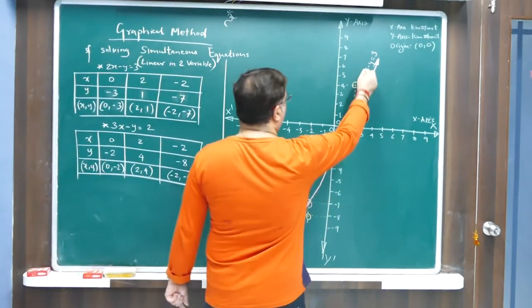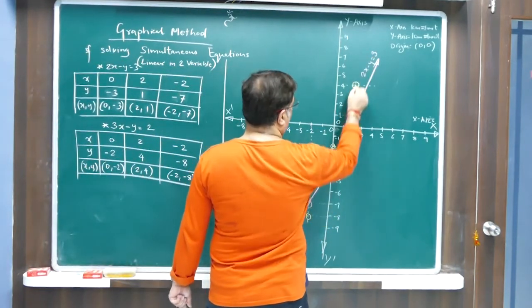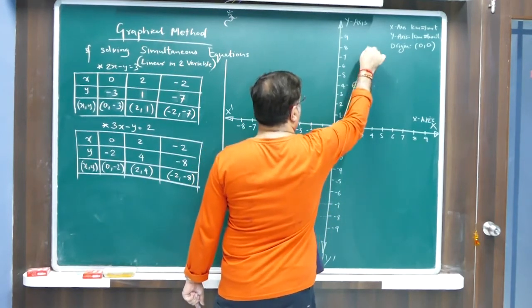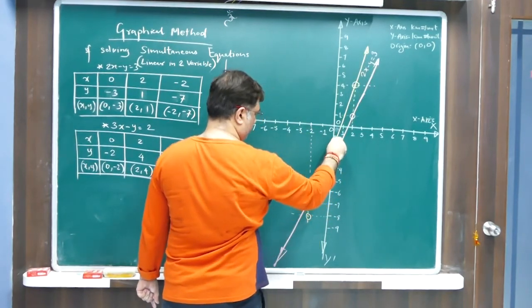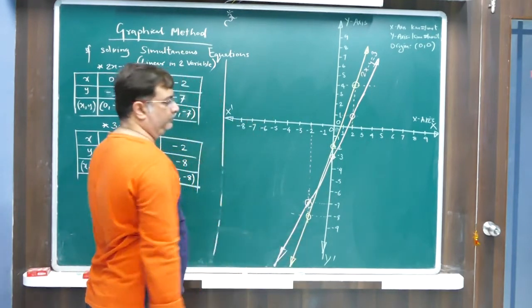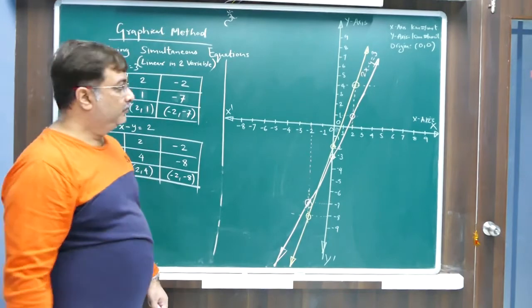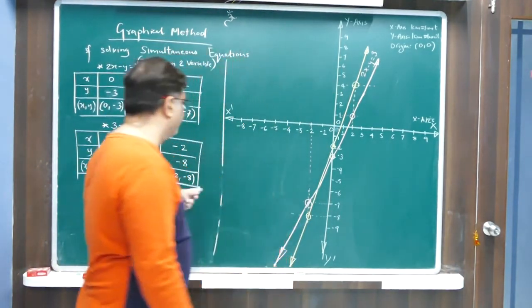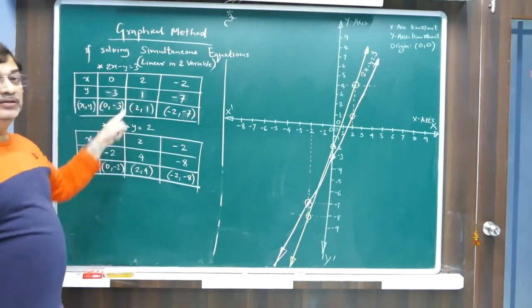Just put your ruler and draw a line passing through these points. Alright? So what we have done? We have drawn the 2 lines. We have plotted the 2 lines on the graph based on the coordinate table.